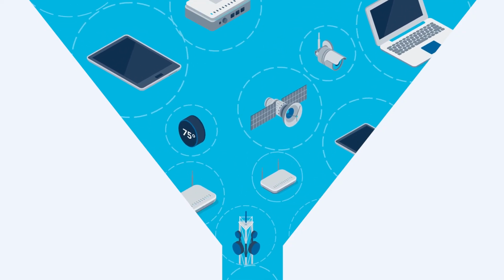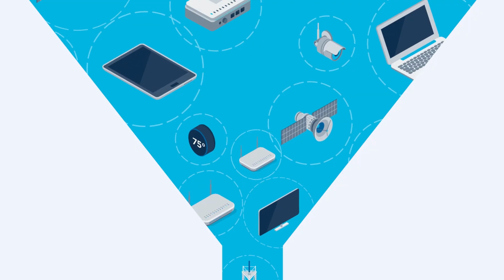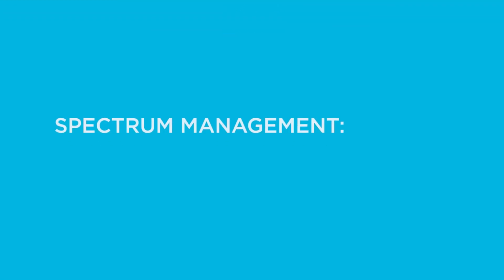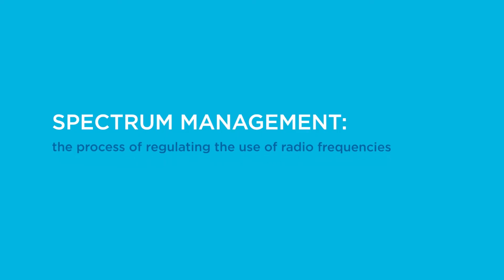How do we manage the sheer volume of communications relying on a finite spectrum of radio waves to travel from one place to another? Spectrum management is the process of regulating the use of radio frequencies to promote efficient use and gain a net social benefit.